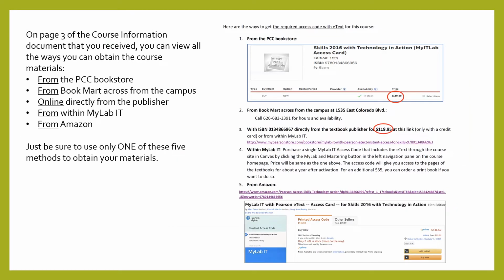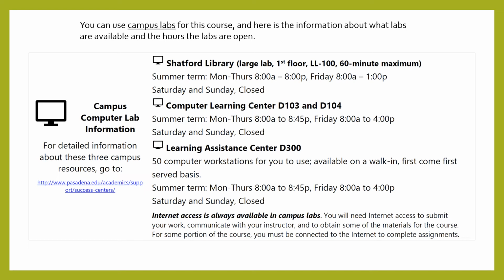On page 3 of the course information document that you received, you can view all the ways you can obtain the course materials: from the PCC bookstore, from Bookmart across the street from the campus, online directly from the publisher, from within my IT lab in our course, or from Amazon. Just be sure to use only one of these 5 methods to obtain your materials. You can use campus labs for this course, and here's the information about what labs are available and the hours the labs are open.